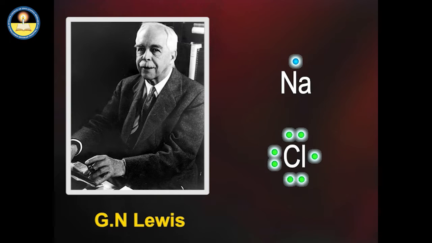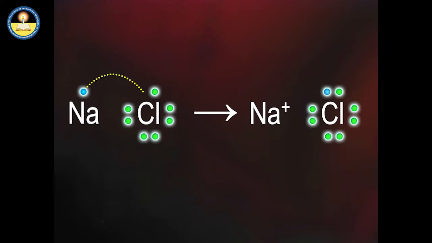Chlorine atom is represented by Lewis formula as chlorine with 7 dots. 7 dots means 7 electrons in the outermost shell. Formation of an ionic bond can be depicted as shown on screen.